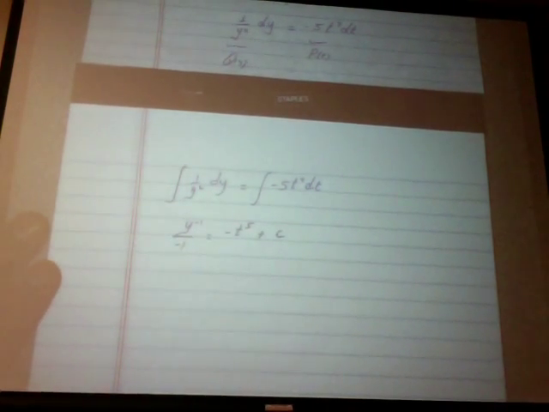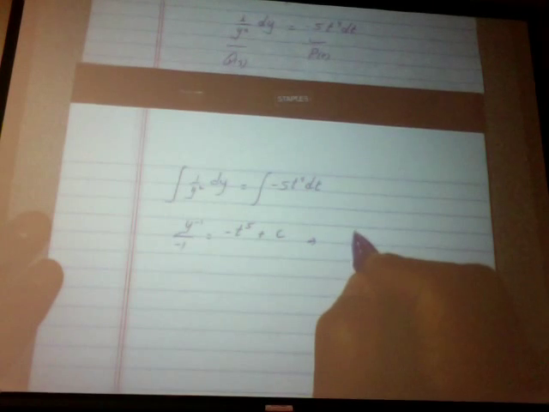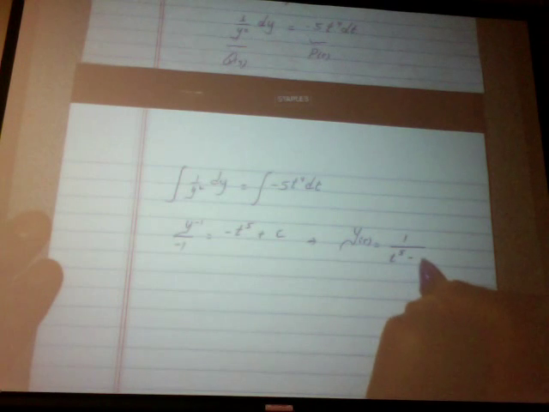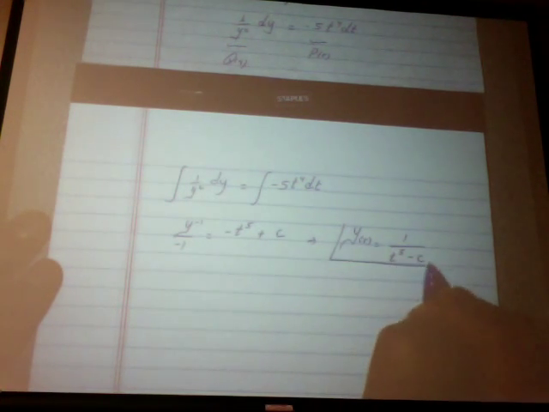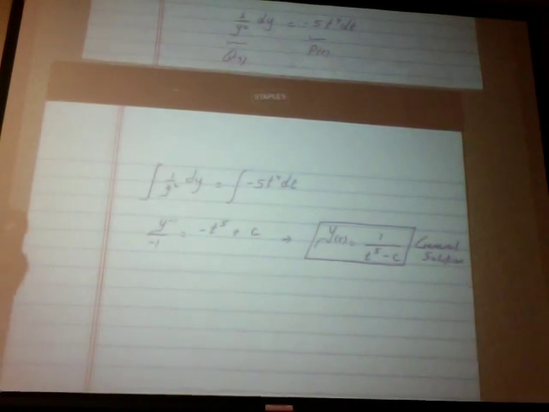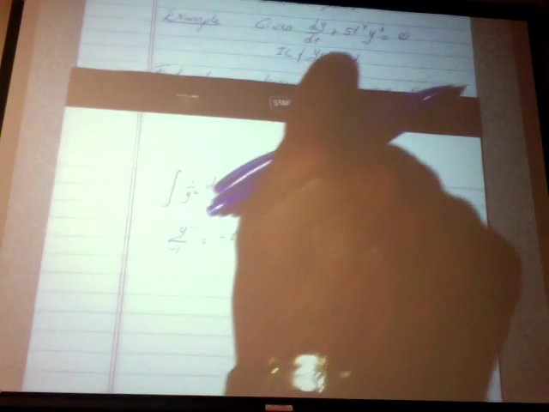So if we multiply the whole thing by minus 1, and take the inverse, then y of t is equal to 1 over t to the 5 minus c. This is again the general solution. It's a general solution because it's a family of solutions. Any value of c would satisfy this equation right here. You plug this in here and plug it in on the right hand side, negative of these, you get the same thing.